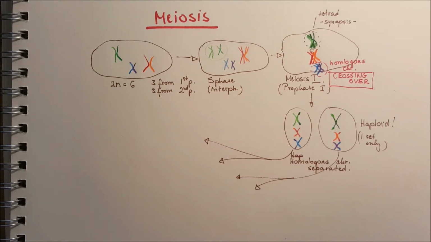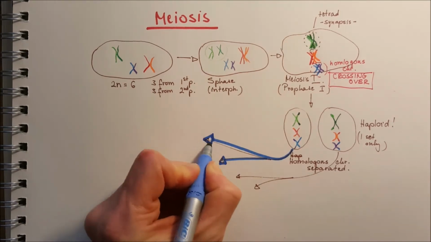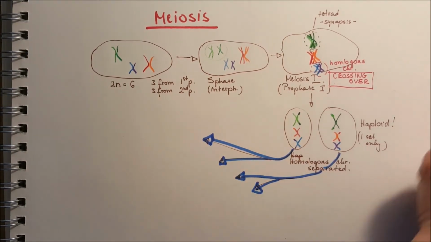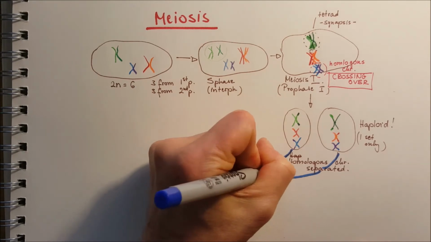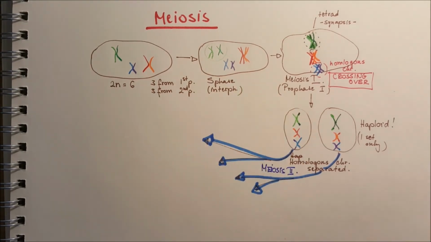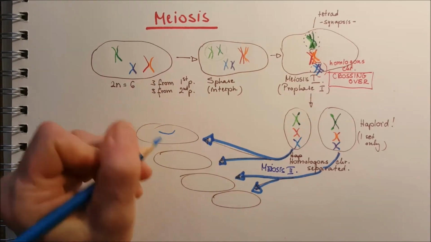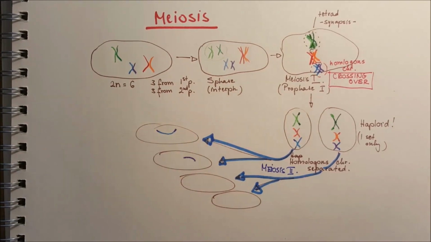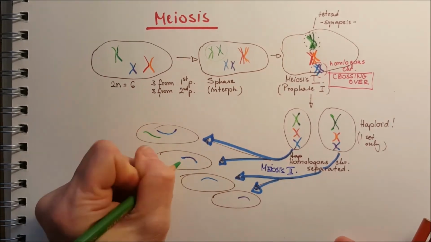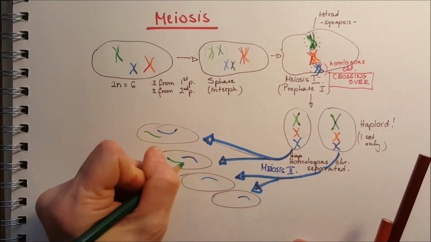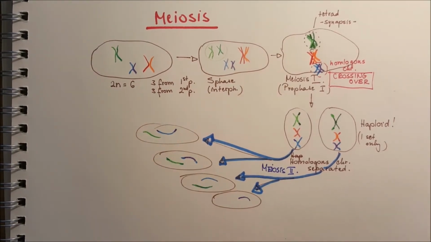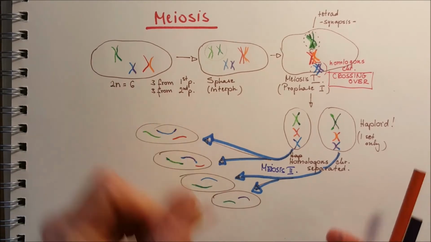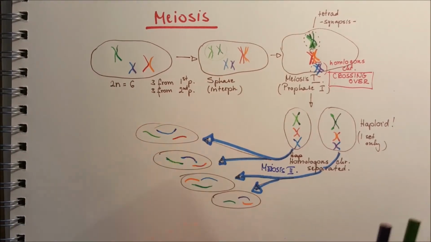So this will be meiosis 2, with the blue arrows. In meiosis 2, the sister chromatids in the chromosomes separate from each other, and from the one diploid cell that we started with, we will have 4 haploid cells. So we have blue, green, and red/orange chromosomes in the newly formed haploid cells.